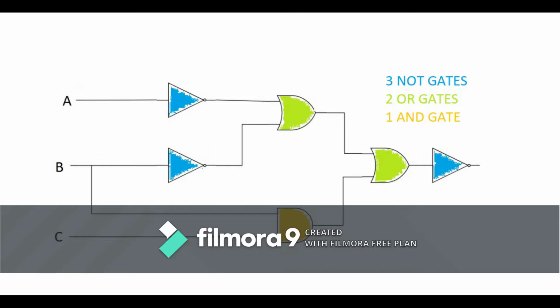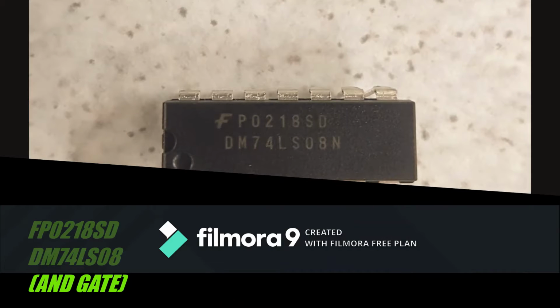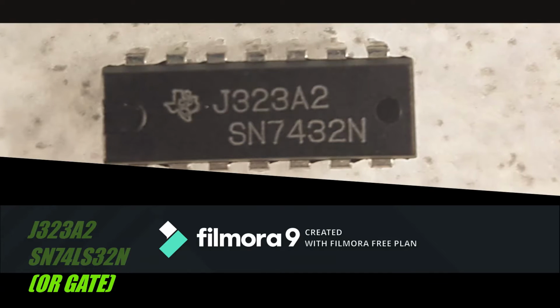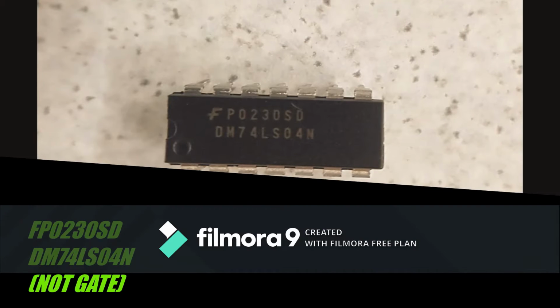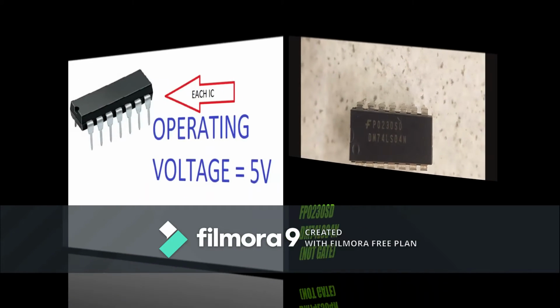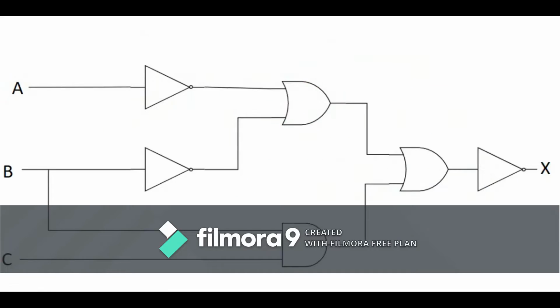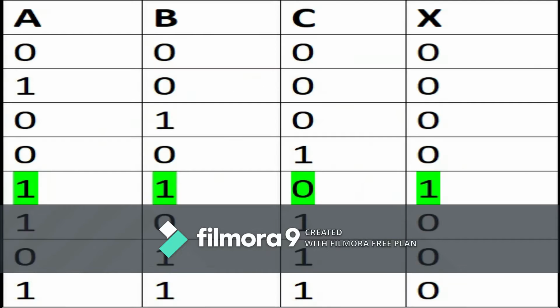I am Yuga, and I will be explaining how this setup works. To start with, the components we use in the breadboard are 3 NOT gates, 2 OR gates, and 1 AND gate. This is the serial number for our 7408 AND gate, this is the serial number for our 7432 OR gate, and lastly, this is the serial number for our 7404 NOT gate. Each chip contains 4 gates, therefore it is referred to as a quad gate. The operating voltage of each IC and all inputs is 5 volts. The logic circuit diagram as shown here corresponds to the truth table shown.